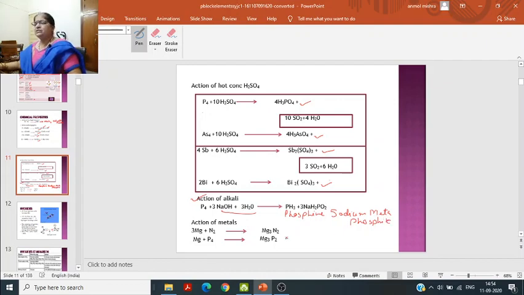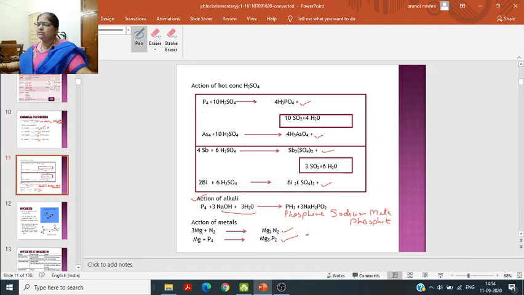Now it reacts with metals like magnesium to form nitrides and phosphides. Nitrogen will combine with magnesium to form magnesium nitride. Phosphorus combines with magnesium to form magnesium phosphide. So that is the reaction with metals.